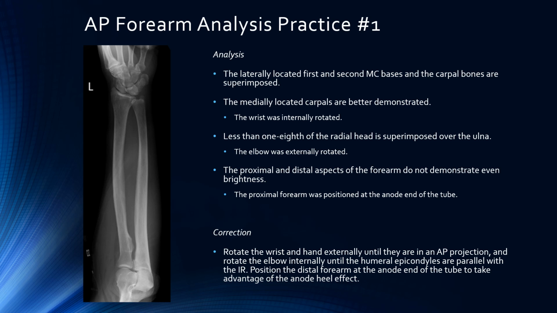The proximal and distal aspects of the forearm do not demonstrate even brightness. The proximal forearm was positioned at the anode end of the tube. Correction. Rotate the wrist and hand externally until they are in the AP projection. Rotate the elbow internally until the humeral epicondyles are parallel with the IR. Position the distal forearm and the anode end of the tube to take advantage of the anode heel effect.